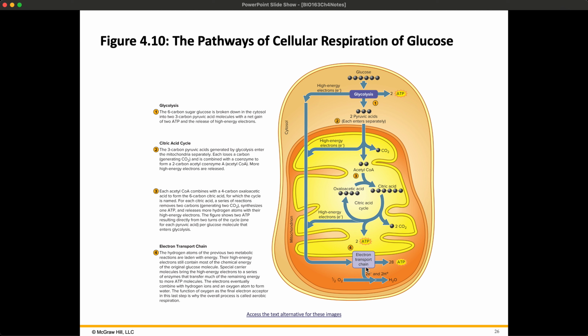The other products for your electron transport chain, of course, are that oxygen. Those leftover hydrogens, electrons, oxygen molecules create a water molecule. And so that's just kind of that pathway drawn out for you.